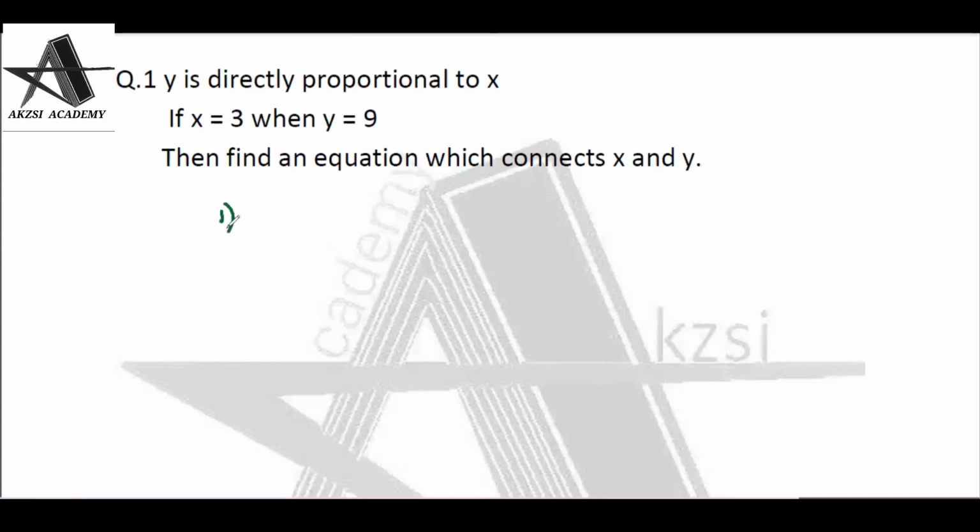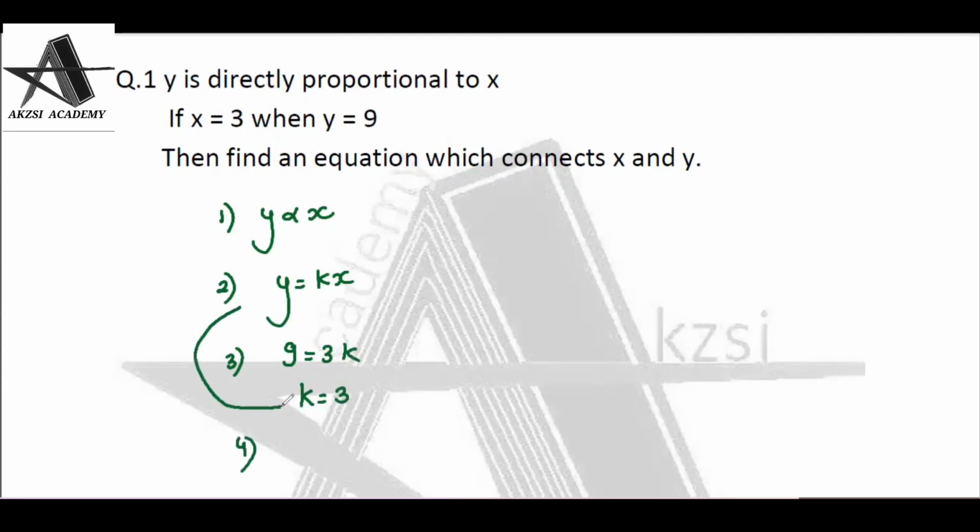The first step is we have to write the proportionality. Clearly it says it's a direct proportion, so I'll write y is directly proportional to x. Now, second step is introduce a constant. So it will be y equals kx. Third step is to calculate the constant. And for constant, we need x and y, which is already given here. y is 9, put it here. And x is 3, put it here. From here, I have calculated k as 3. And fourth one is put this value of k here. So you'll get the final equation, which is y equals 3x.